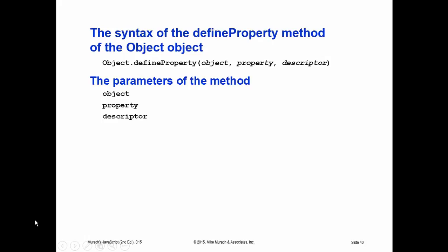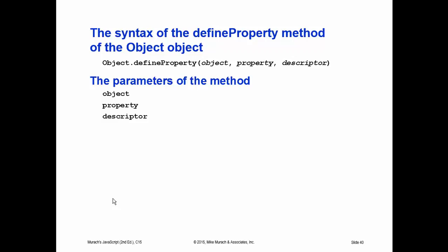You can use the defineProperty method of the object to create or modify a property or customize the property's attributes. And here are the parameters of the Object.defineProperty method. We've got object, which is the object on which the property is created or modified. We have property, which is a string containing the name of the property to be created or modified. And we have descriptor, an object that specifies the attribute values for a property.